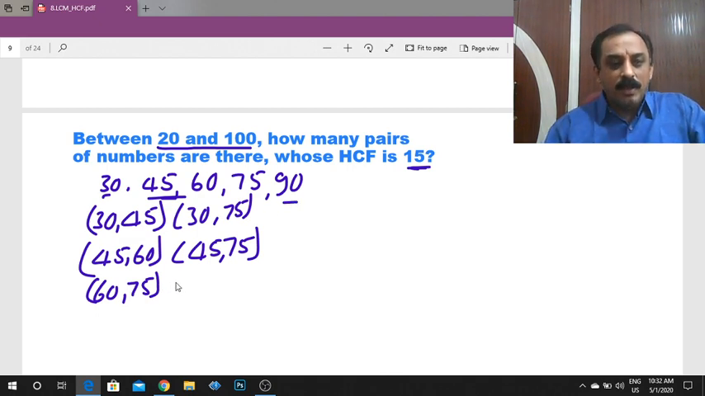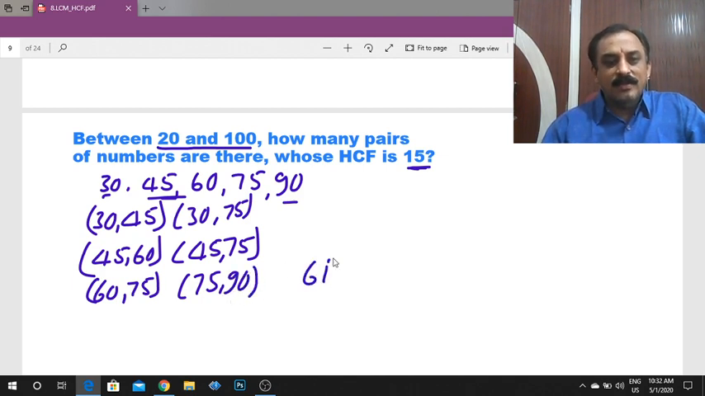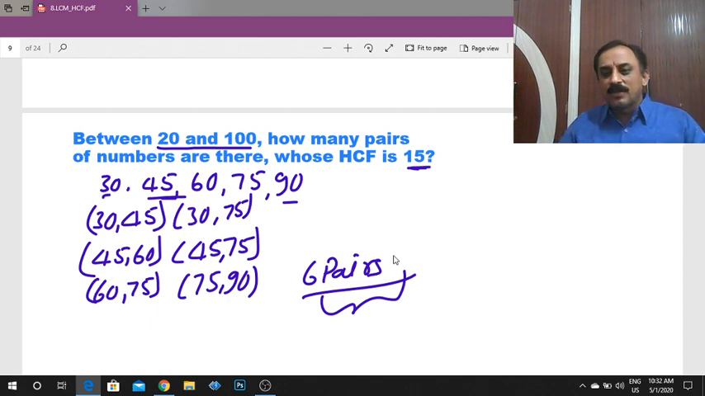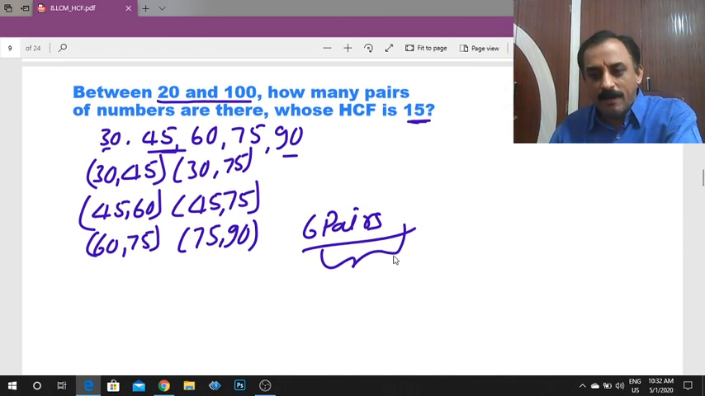Now one more pair, 75 and 90. Total 6 pairs of numbers are there. These 6 pairs of numbers satisfy the given conditions. The HCF of these 6 pairs of numbers is 15. All these numbers are between 20 and 100.